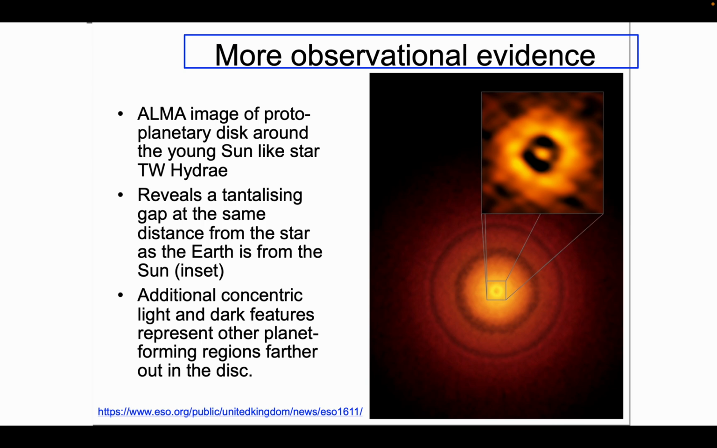Here are additional concentric light and dark features you can see, and they represent other planet-forming regions farther out. Here is the link for this image. These are all public links. If you want to learn more about such observations and what the main findings of these observations are, you can visit those links.